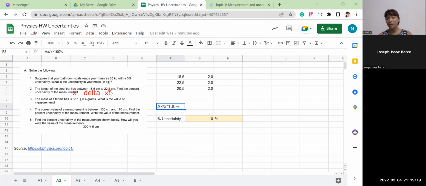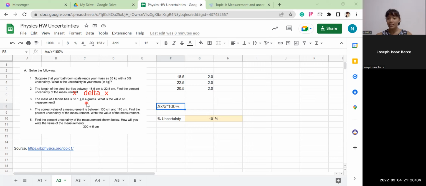How do you find the value of measurement in number 3? You have an operation here: 58.1 plus or minus 0.4. So, add and subtract the two. Correct. How do you find the lowest value, or one value? So you're looking for two values in number 3. How do you find the first value? Add 0.4 grams. Very good. How do you find the second value? Subtract 0.4 grams.